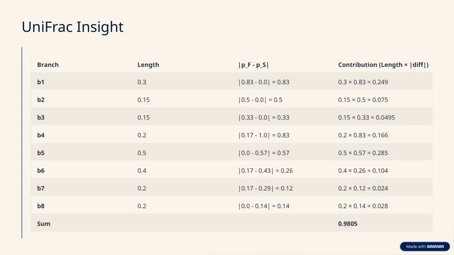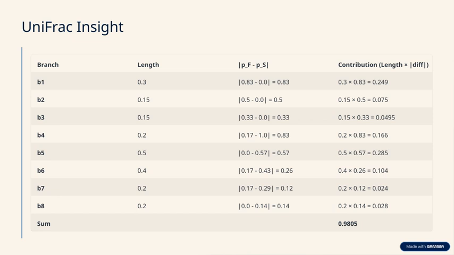All right, let's take a closer look at the UniFrac insight data here. On this slide, we're breaking down the contribution of different branches to the overall UniFrac distance between two microbial communities. Each branch, labeled B1 through B8, has a specific length, which represents its evolutionary distance. The key calculation involves the difference in proportions, or p-values, between the two samples for each branch.